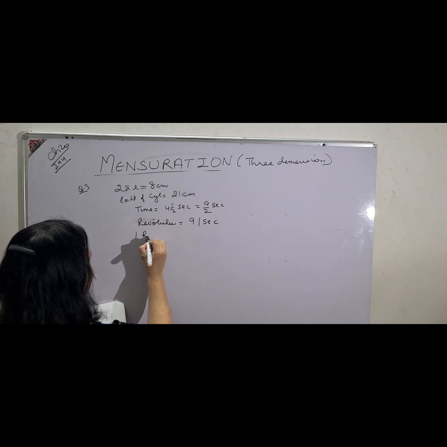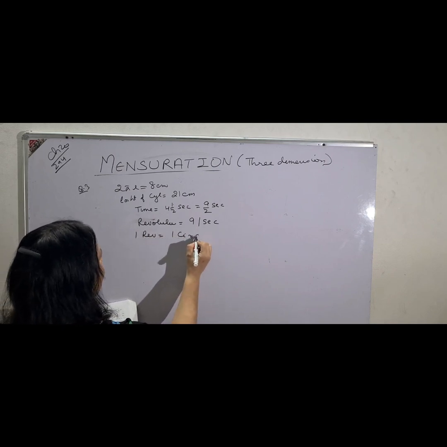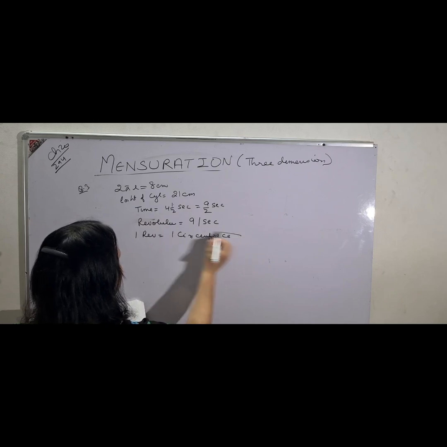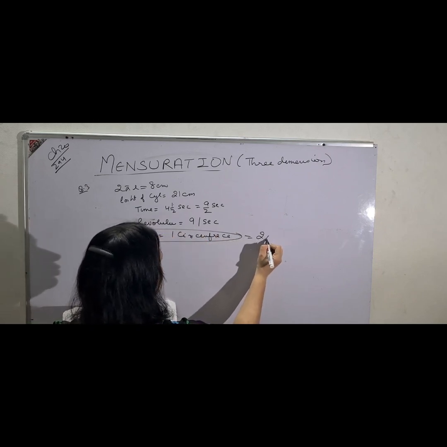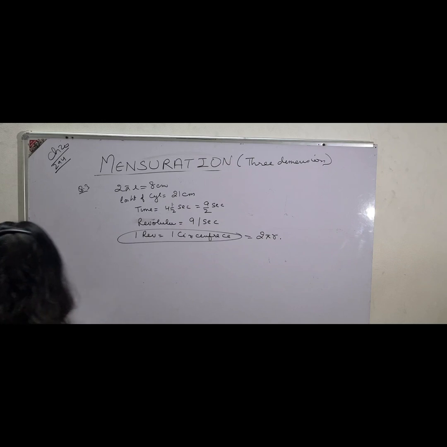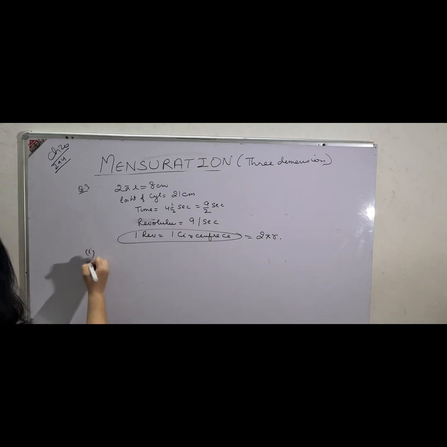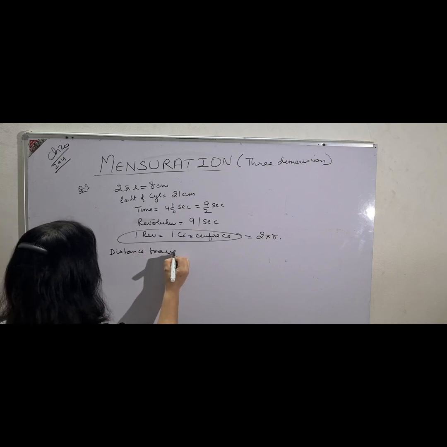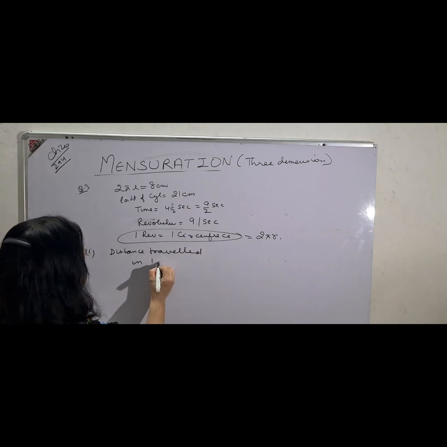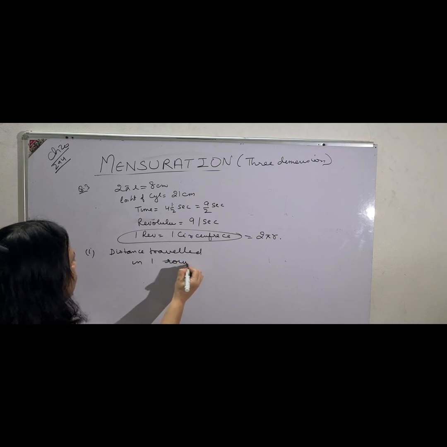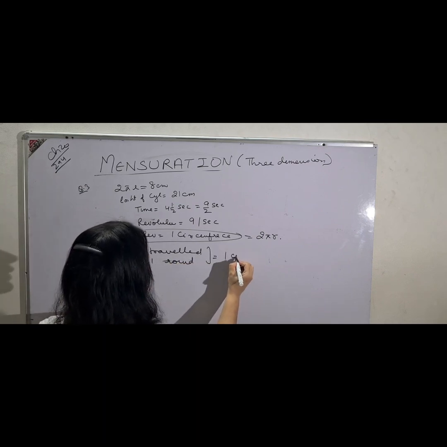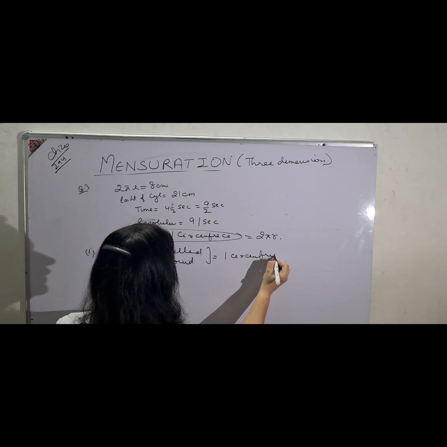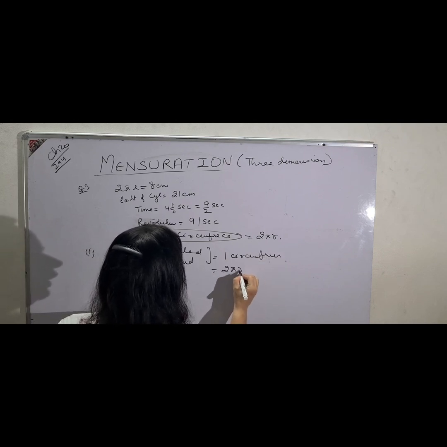And remember children, one revolution means one circumference. Please keep in mind that one revolution means one circumference, that is equal to 2 pi r. Now what is the question? Question first part is, find the distance travelled by the cylinder in one round. Distance travelled in one round is 1 circumference. 1 circumference means 2 pi r.